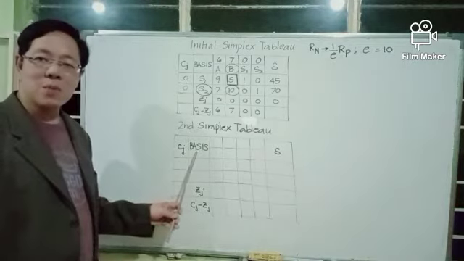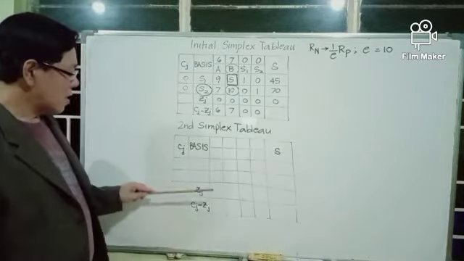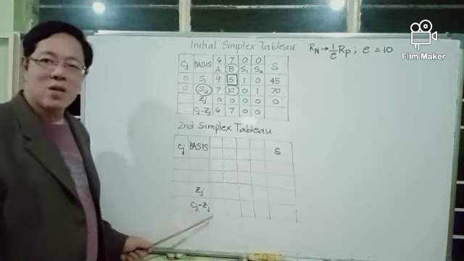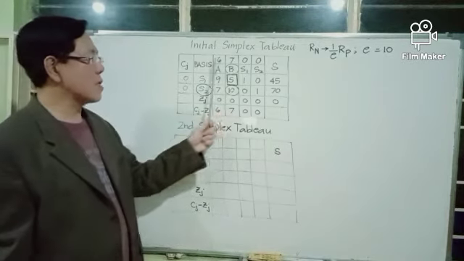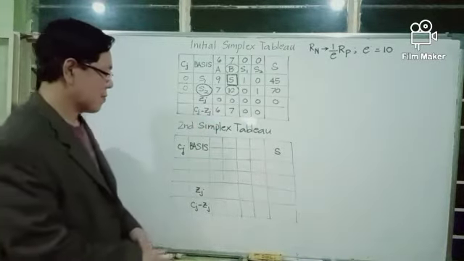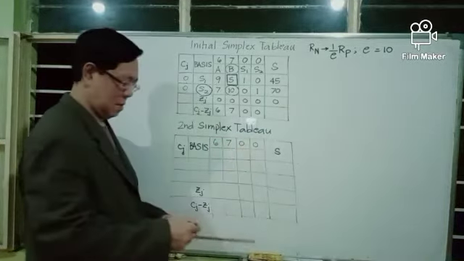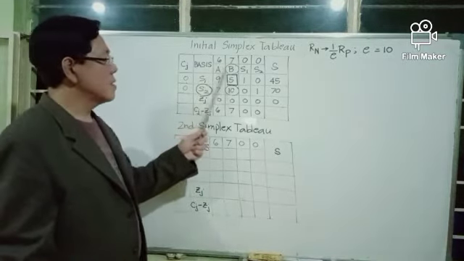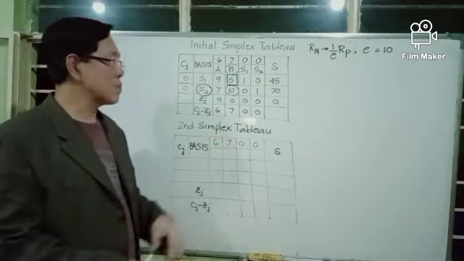The first two columns from the left remain the same, the C sub j column and the basis column. And the last two rows remain the same, denoted by Z sub j and C sub j minus Z sub j. The entries of the top row remain the same, 6, 7, 0, 0. And the entries of the second row from the top, known as the variable row, remain the same: A, B, S1, S2.